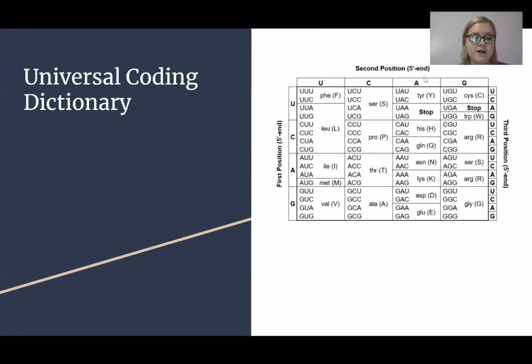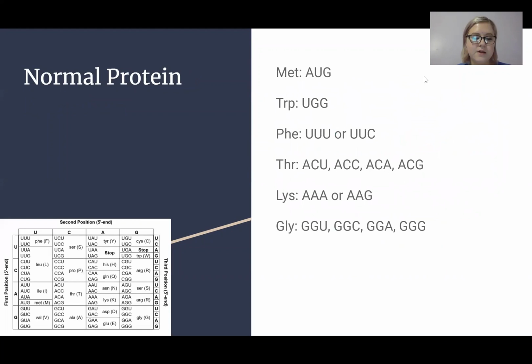To figure out what mRNA sequences code for what codon, we look to the Universal Coding Dictionary. Let's start with the normal protein. We know that MET is methionine, otherwise known as the start codon, which is AUG. Next is tryptophan, which is UGG. Phenylalanine can be either of these two listed. Threonine has 4 options. Lysine is either of the two listed. Finally, glycine also has 4 options.